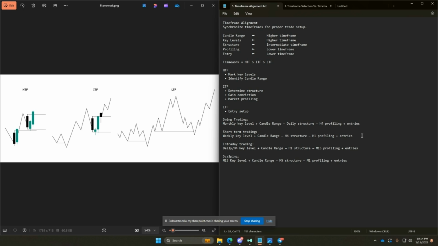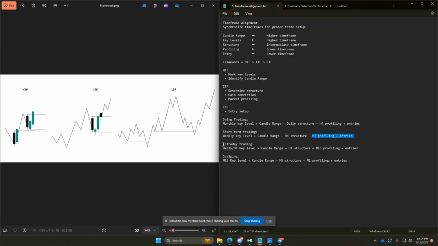So if we move to short-term trading, then we would be doing weekly key levels and candle ranges. We would be doing structure, or market structure, on the daily. We would look at the H4 for the ITF, and then the H1 would be the LTF for profiling and entries.